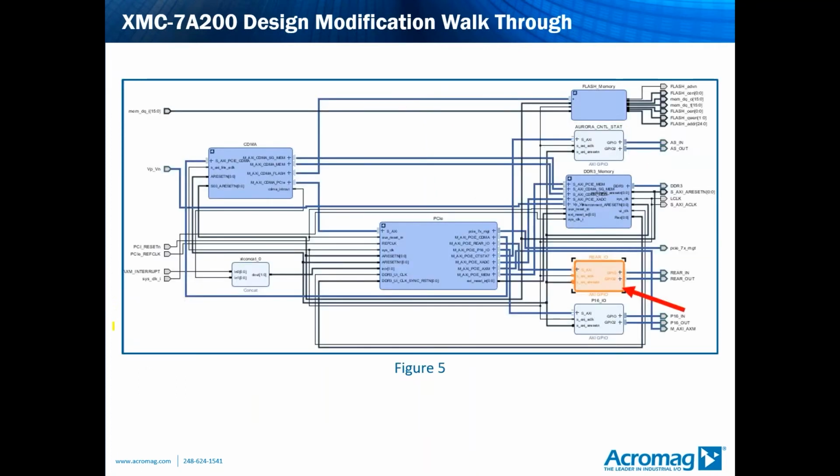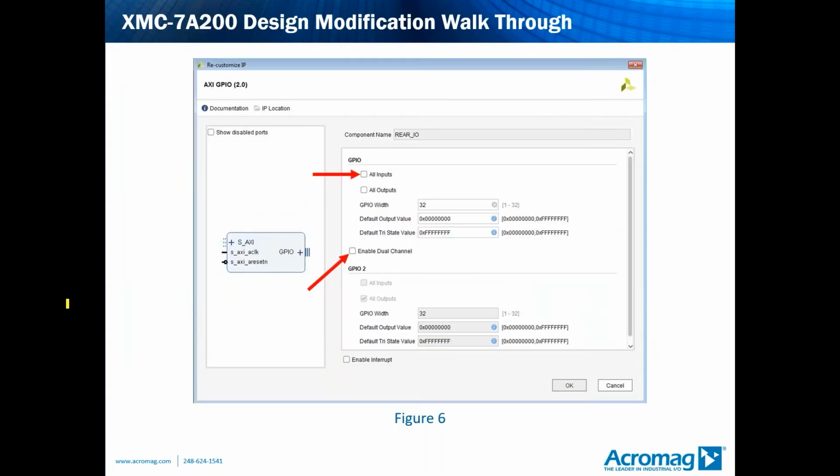And then we have the block design open. So we're going to look for the rear I/O block, which is located at the bottom right portion of the diagram. That's why I have that red arrow pointed there. And we're going to double click on this block. When we double click on that block, you're going to get that recustomize IP dialog for the AXI GPIO IP, as shown right here in figure 6.